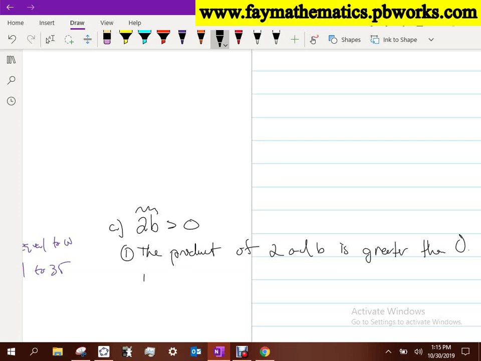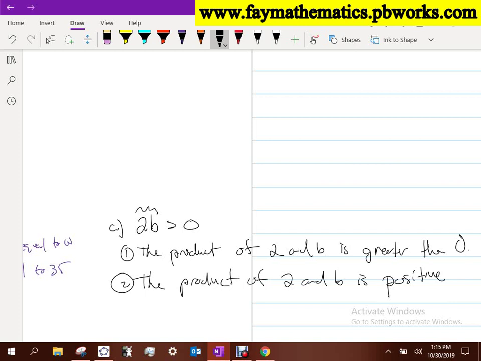So could I say the product of 2 and b is positive? Does that make sense? That statement there, statement 2, says the exact same thing statement 1 says, but doesn't use the words greater than, right? When I say is positive, it means greater than 0. So you might see something like that.